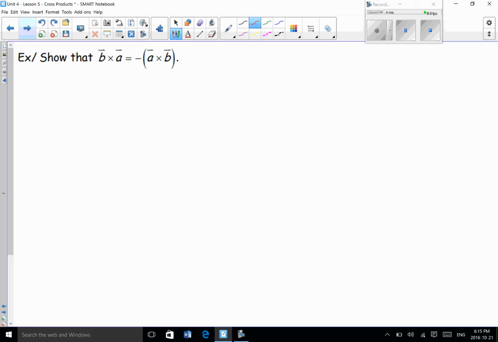Yeah, so a thinking question for you. I showed you in the picture that A cross B and B cross A were the same vectors, collinear vectors, but they point in opposite directions. How could we prove that? How could we show that?